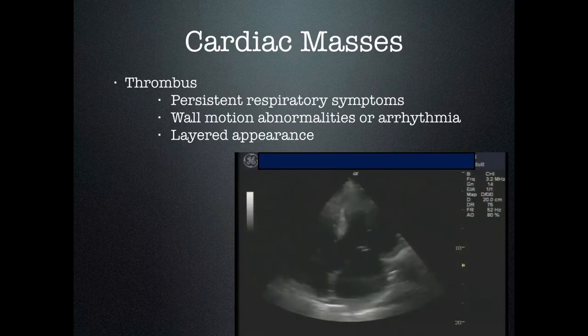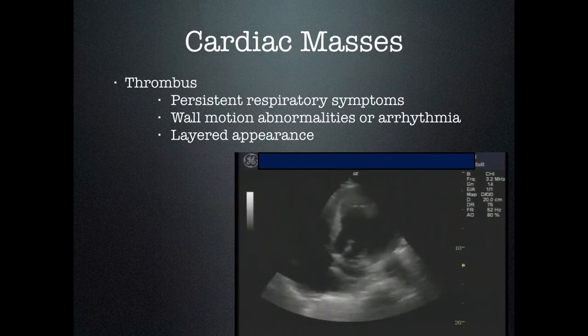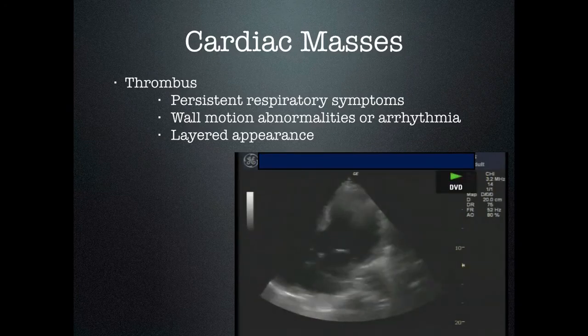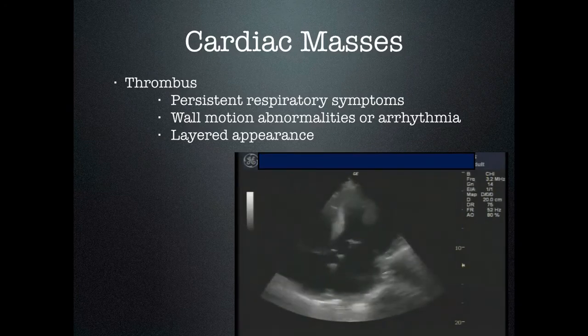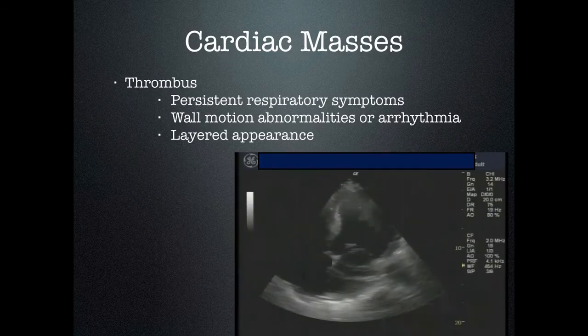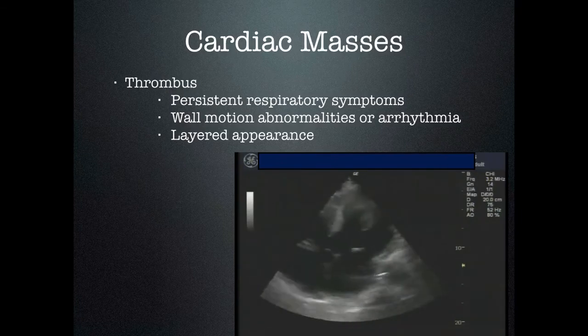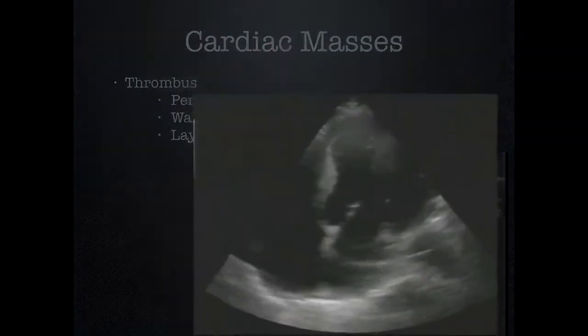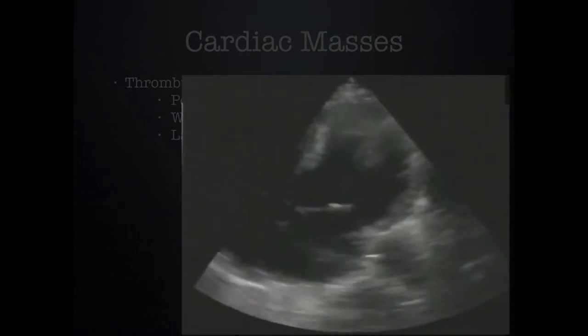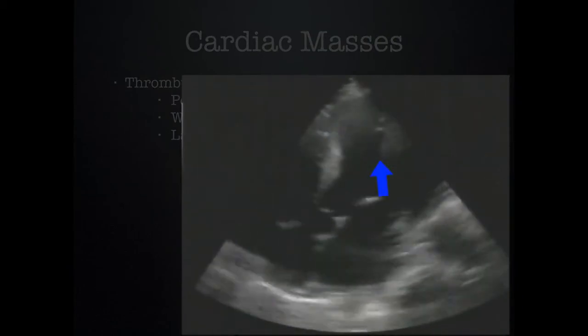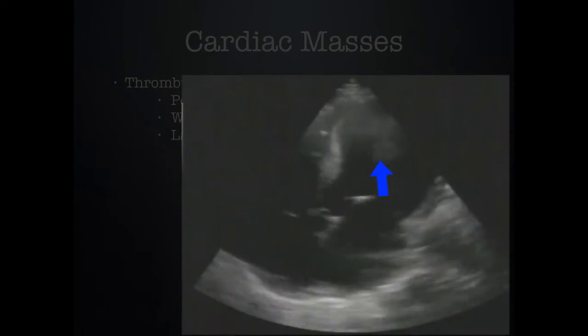Cardiac masses are also commonly found in the developing world on ultrasound. Out of these, a thrombus is the most common. You suspect a thrombus in certain diseases, as we've talked about before, but you also see it when there is any dilation of the ventricles or the atrium. The way you diagnose a thrombus is first being able to see it. Here we see a thrombus in the left ventricle of this apical four-chamber view.